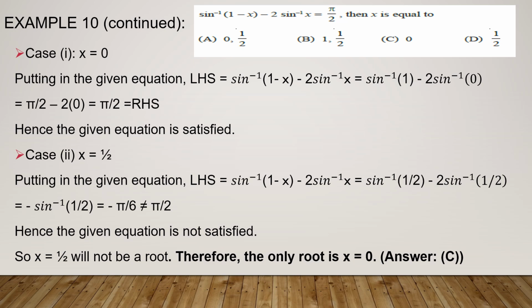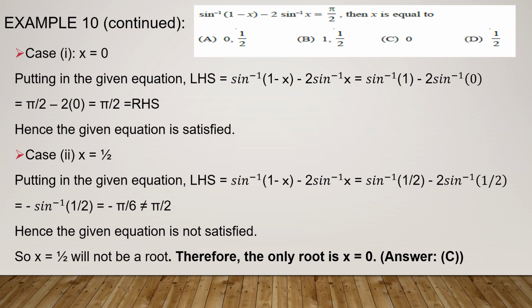But now if you put x is equal to half, the left hand side will become sine inverse of half minus 2 sine inverse of half. That means minus sine inverse of half, since any x minus 2x is minus x. So it is minus sine inverse of half. What is that? Sine pi by 6 is half. So this will be equal to minus pi by 6. Is minus pi by 6 equal to pi by 2? No. So the equation is not satisfied. So x is equal to half will not be a root.